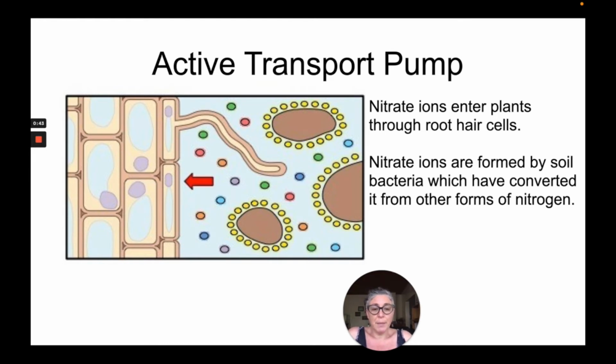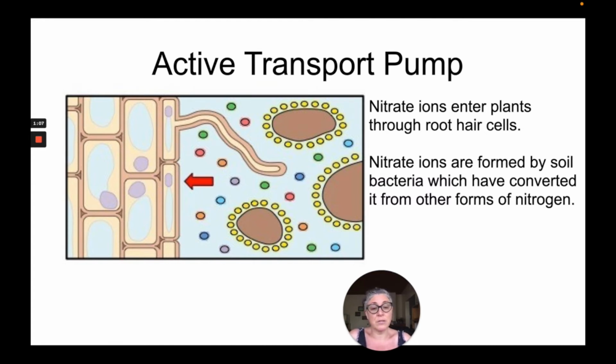So what's going to happen is nitrate ions are going to enter the plant through the root hair cells. Nitrate ions are formed by soil bacteria, and they've converted it from other forms of nitrogen. And when we study the nitrogen cycle in biology, then we will learn more about that process. But for now, all you need to know is that soil bacteria make or form nitrate ions.